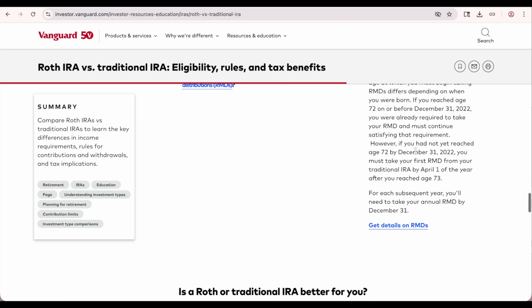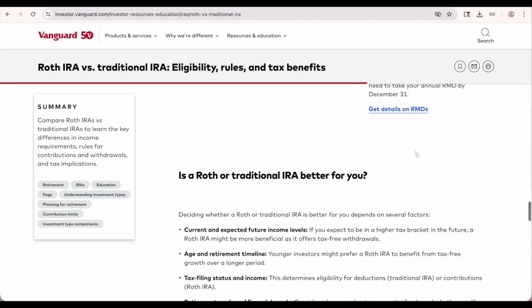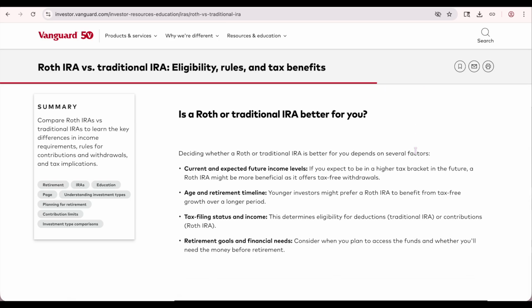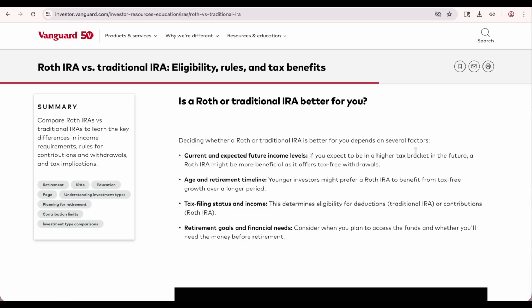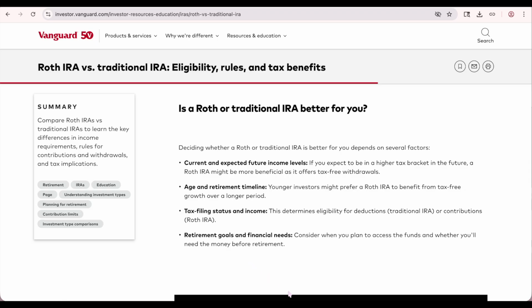And then scrolling down, you're also going to see where it talks about which one is going to be the best option for you. Now, obviously, this is going to be dependent upon your future financial planning and what you feel is going to be best. So definitely consider your future income levels, your age and your retirement timeline, tax filing status, and of course, your financial needs. And essentially, those are going to be the main things to consider.